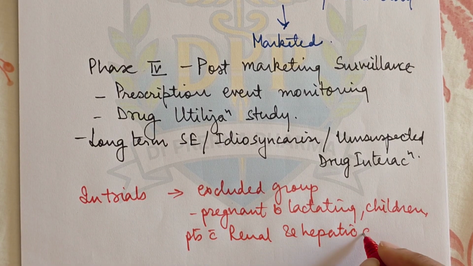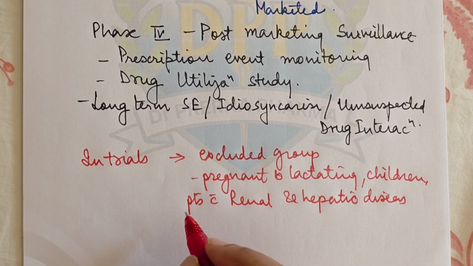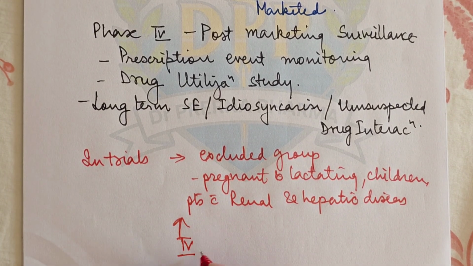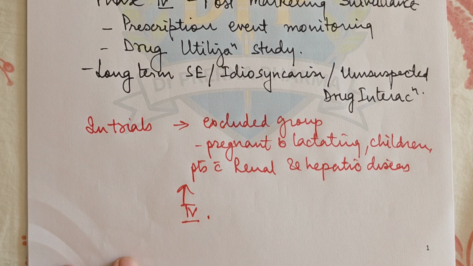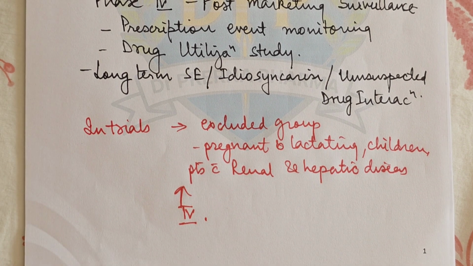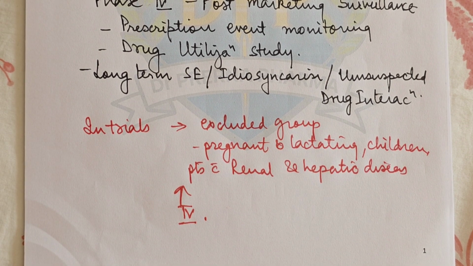In trials we could not test the drug on these patients, so these patients are then studied in phase 4. So in phase 4 we are able to study the effect of drugs on the excluded group also, and we come to know about their additional effects. So this was about the new drug development.